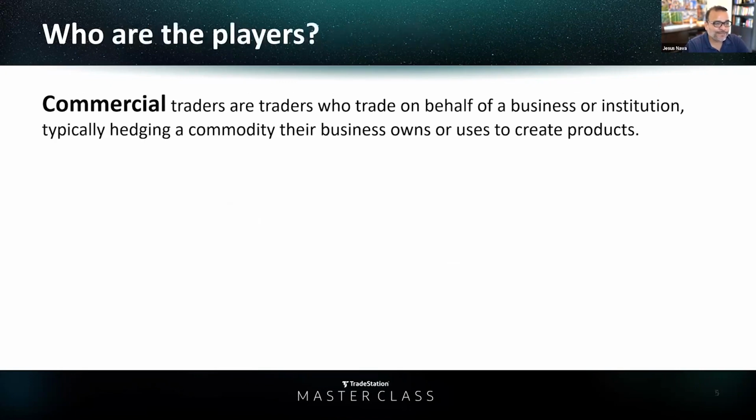So the players are commercials. These are traders who trade on behalf of a business or institution, typically hedging a commodity their business owns or uses to create products. Very straightforward. These are hedgers. They're going to hedge against their production to make sure that they stay profitable. So commercials, when they sell futures contracts, they're wanting the prices to go up. So they're kind of bullish. So this is kind of the inverse of what you would think a trader would do.